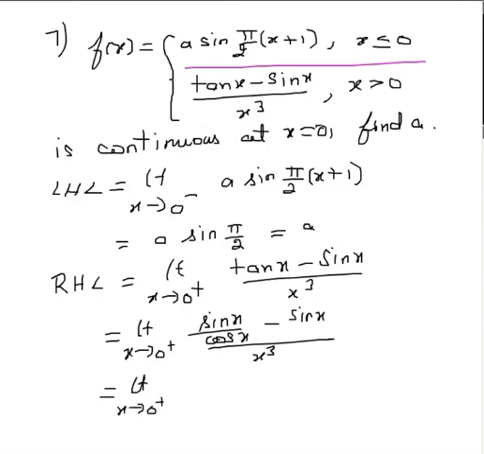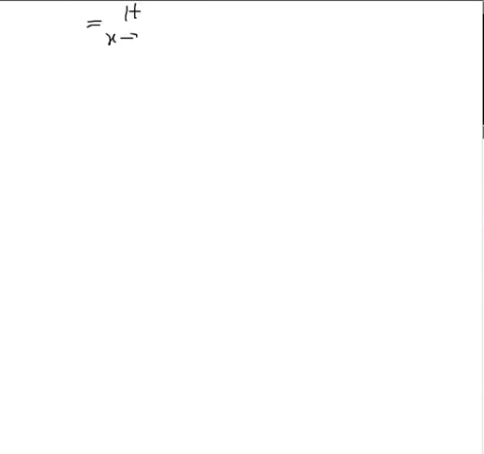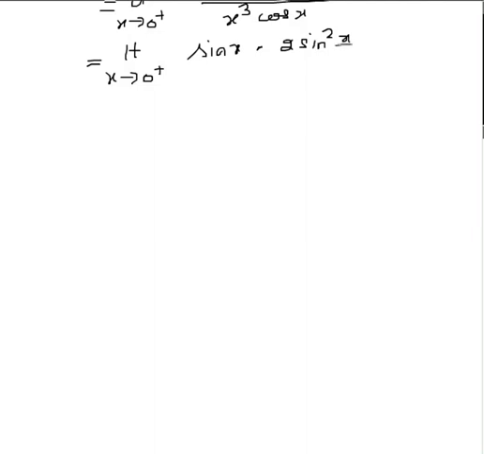Let us take LCM. And in the numerator, sin x will be common. We will get 1 minus cos x. Limit extending to 0 plus. Use the formula of 1 minus cos x. 1 minus cos x is 2 sin square x by 2, divided by x cube into cos x.